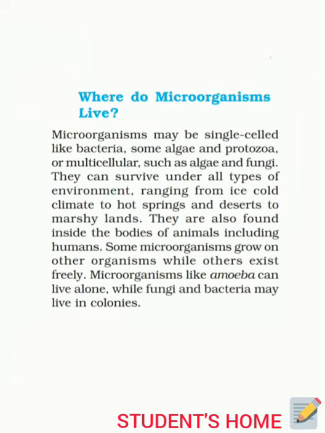Now coming to the next topic, class, that you can see in the slide, our next topic is, where do microorganisms live? Microorganisms may be single-celled like bacteria, some algae and protozoa, or multicellular such as algae and fungi. They can survive under all types of environment, ranging from ice-cold climate to hot springs and deserts to marshy lands. They are also found inside the bodies of animals, including humans. Some microorganisms grow on other microorganisms, while others exist freely. Microorganisms like amoeba can live alone, while fungi and bacteria may live in colonies. Colonies means, class, in groups.